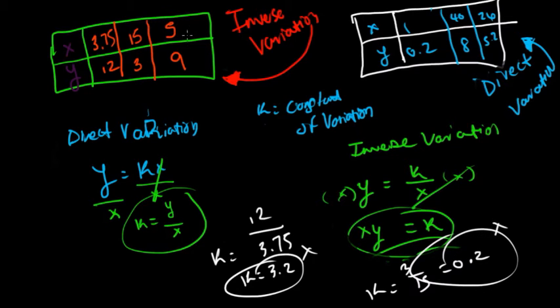So the constant of variation of this function is not the same. So it is not a direct variation because it's not satisfying this equation. It has to satisfy this equation. Every single one of these numbers has to be the same.